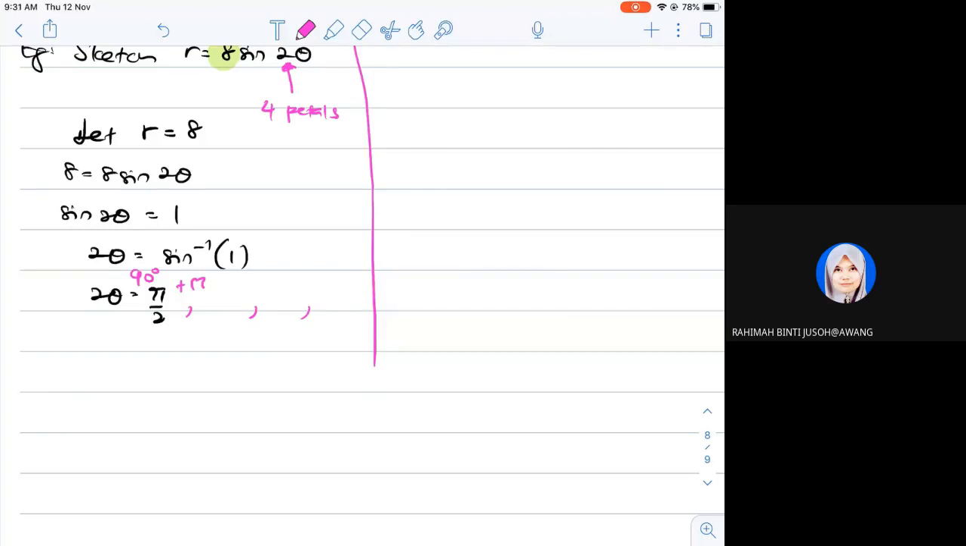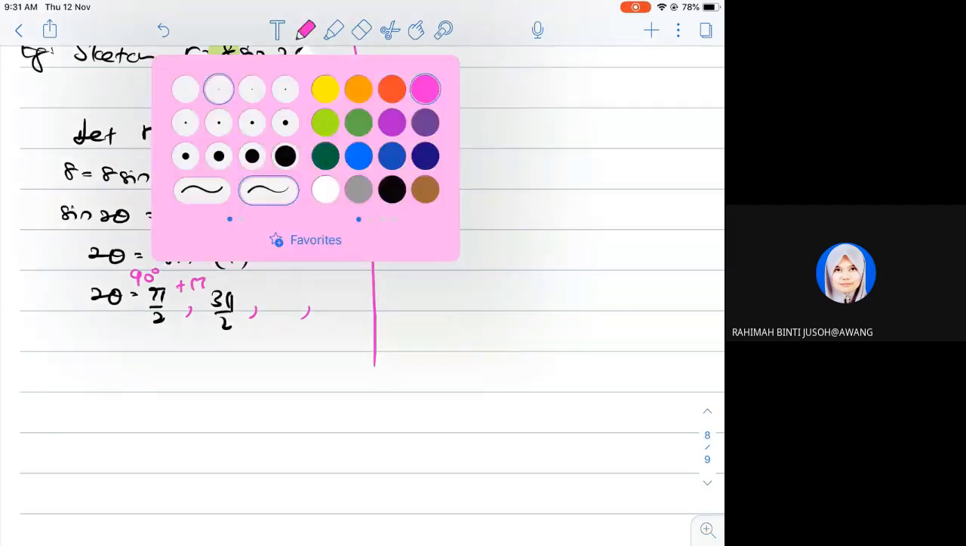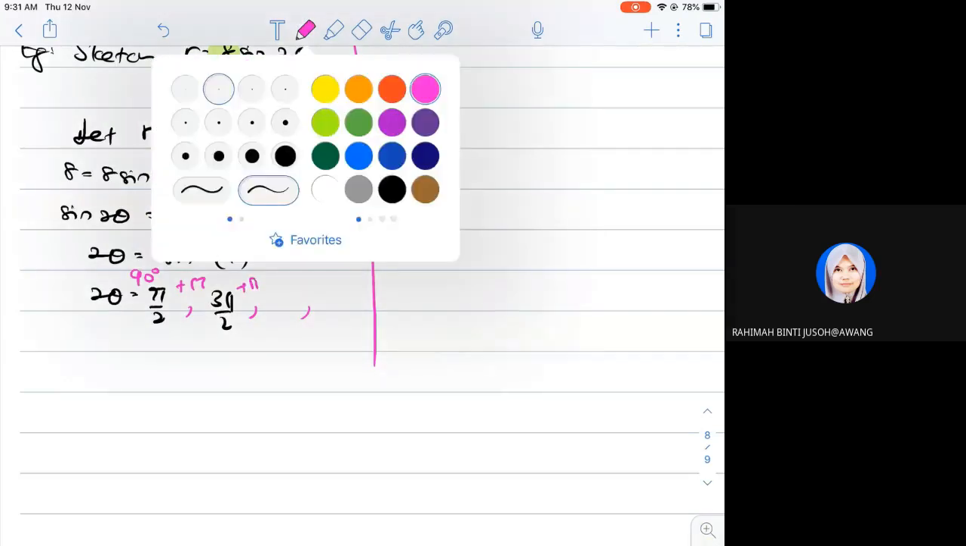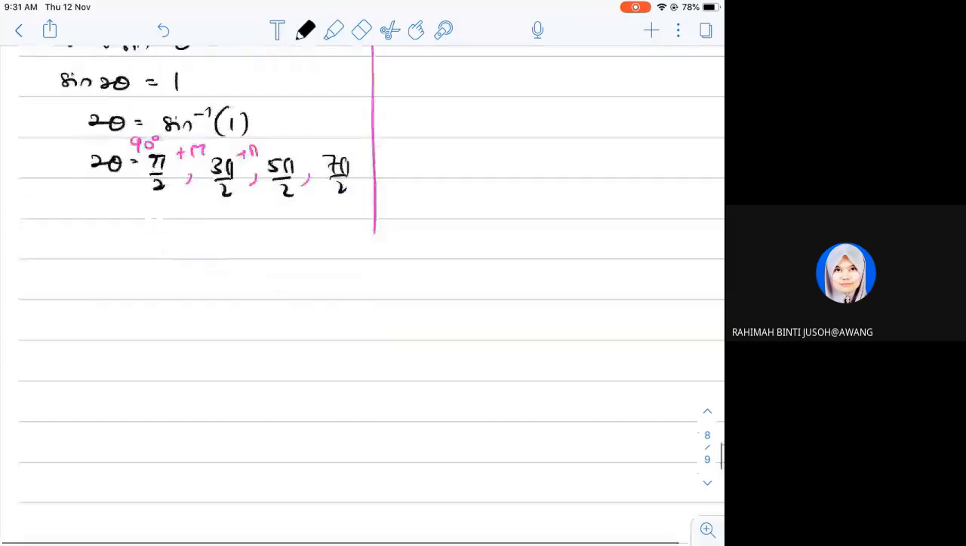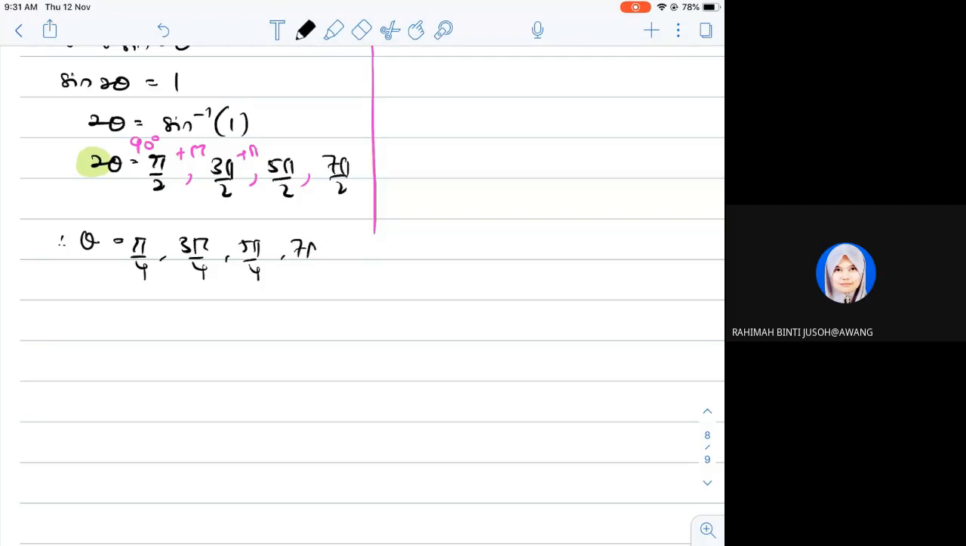So pi over 2 plus pi, we have 3 pi over 2. For the third petal, we plus pi again, so we get 5 pi over 2. Plus pi again, we get 7 pi over 2. Now theta, you have to divide by 2 here. So we will have pi over 4, 3 pi over 4, 5 pi over 4, and then 7 pi over 4.